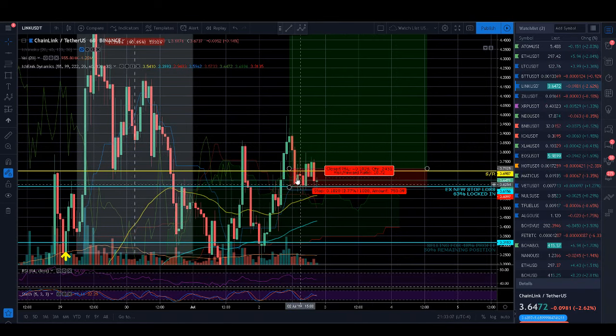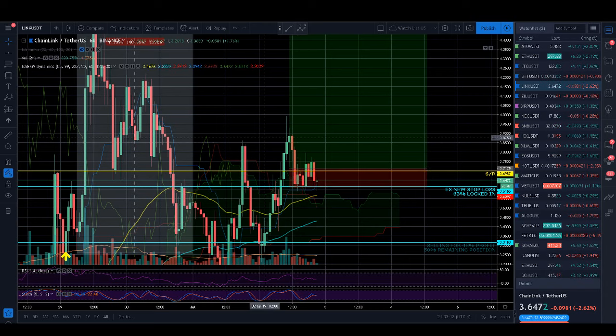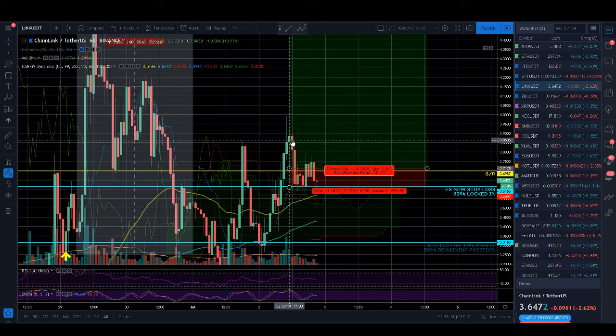That's fine. I wouldn't jump back in. I don't think any huge run is necessarily guaranteed. I wouldn't get aggressive and jump back in. I'm moving to BTC, with the exception of whatever few trades I have open.